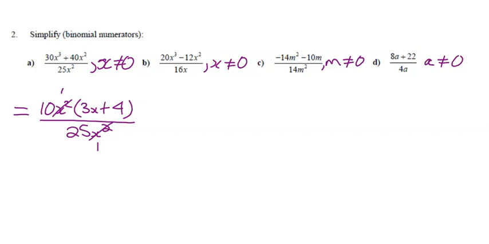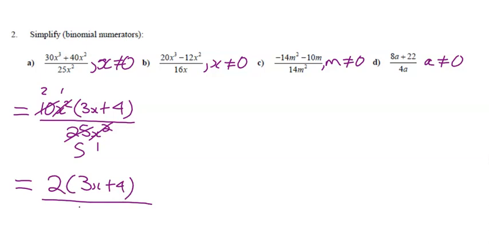And the 10 over 25, you can do it on your calculator if you like. You do just by saying, well, 5 goes into this twice, into this 5 times. So I'm left with 2 times 3x plus 4 over, and on the bottom, 5. Okay. And you can get the 2 over 5 by going 10 divided by 25, math, enter, right? Letting your calculator reduce the fraction for you. All right, any questions there?